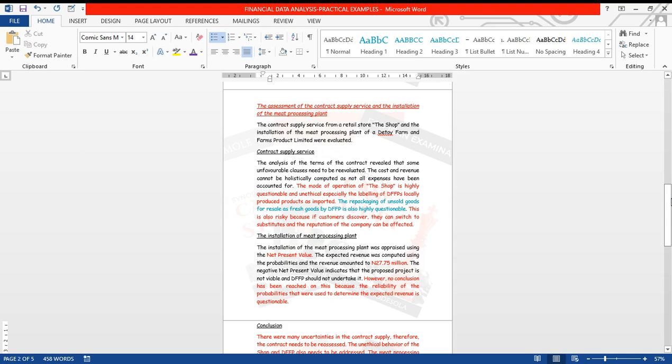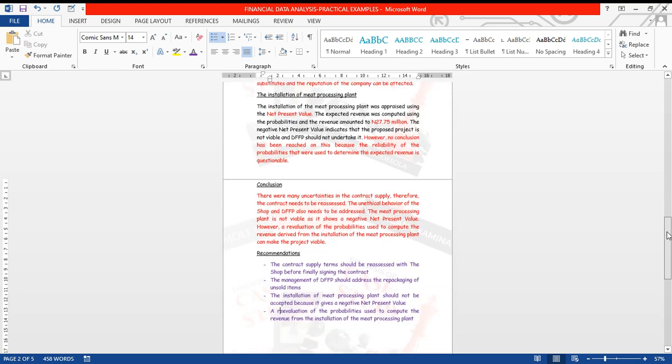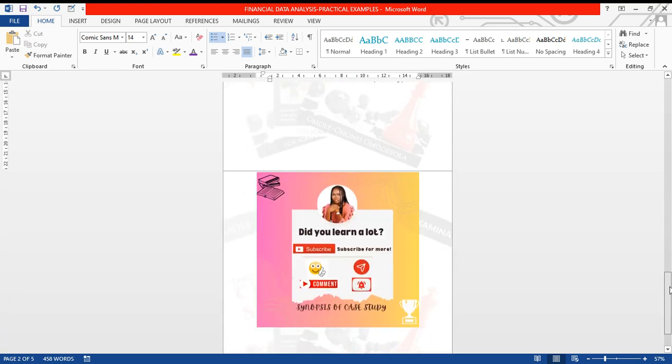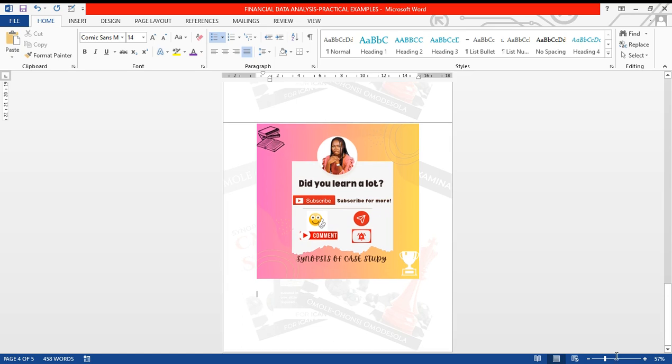So this is your financial data analysis. This is how it looks. Then you conclude, and you give recommendations. So basically, that's all I have for today.